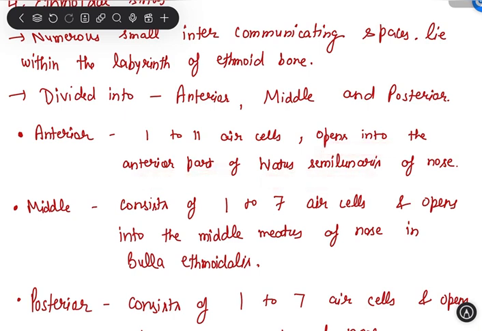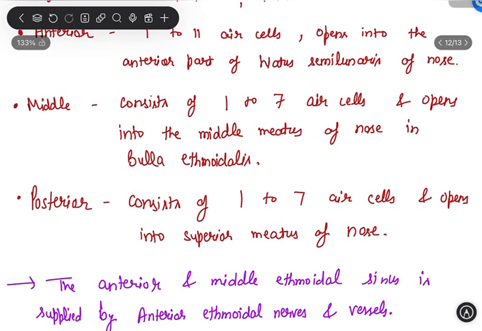Now, the middle ethmoidal sinus. The middle ethmoidal paranasal sinus consists of 1 to 7 air cells, and these air cells open into the middle meatus of the nose in the bulla ethmoidalis. And the last, posterior ethmoidal sinus. This also consists of 1 to 7 air cells and opens in the superior meatus of the nose.